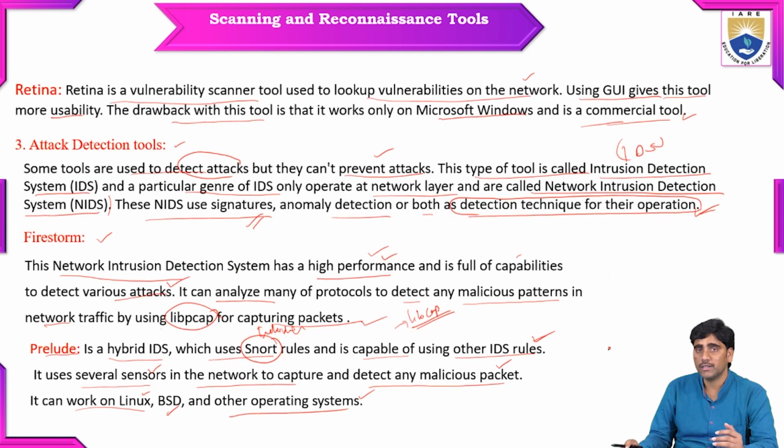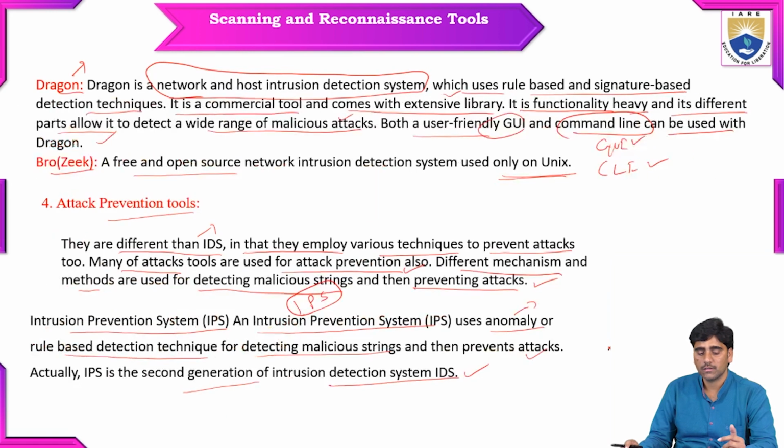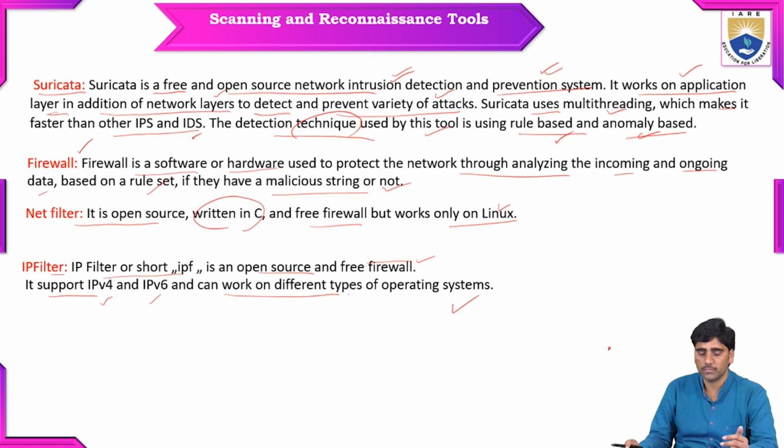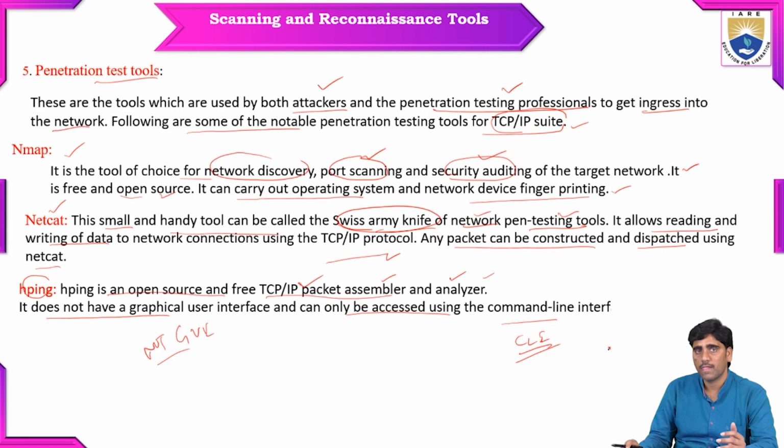And next, attack detection tools. Firestorm is a very important tool for detecting attacks. And here, attack prevention tools. Some of the tools are not only for detection, they are able to prevent attacks also. In that category, Suricata, firewalls, netfilter, and IP filters are there. And last, penetration testing tools. Nmap is a very important tool for pen testing, port scanning, network discovery, and security auditing.